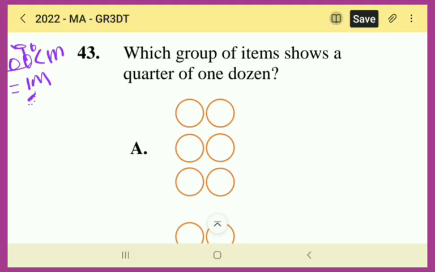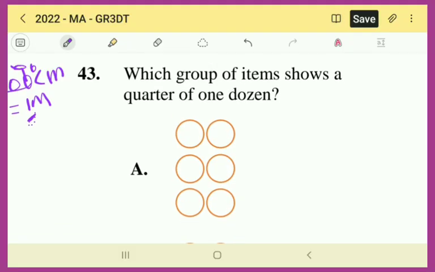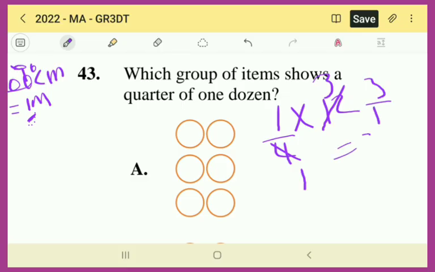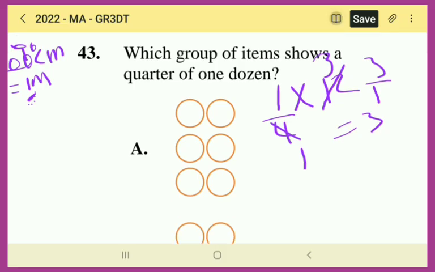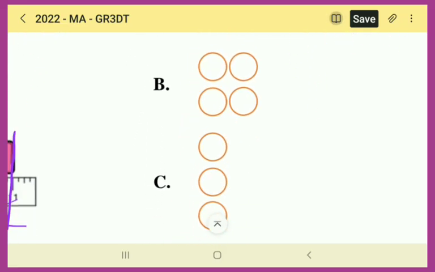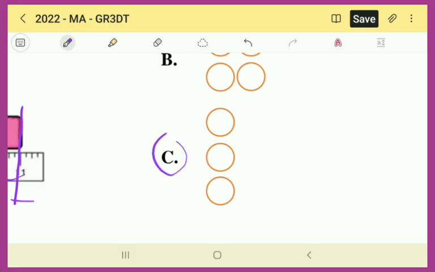Let's look at 43. Which group of items shows a quarter of a dozen? A quarter of. Of means multiply. All right. Remember, I told you that 1 dozen is the same as 12 things. 12 things make a dozen. So it's a quarter of 12. 4 into itself, 1. 4 into 12 goes 3 times. Again, you must know your tables. 4 what gives you 12? 4 3s. We're left with what? 1 times 3 is 3 over 1. Any number over 1 is that same number, 3. All right. So what is 3? Do we have any here showing 3? And 3 is C. Good job.